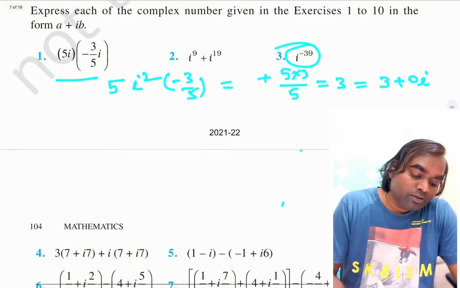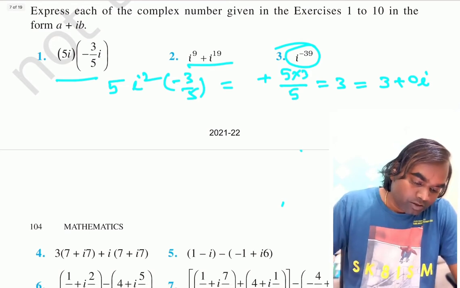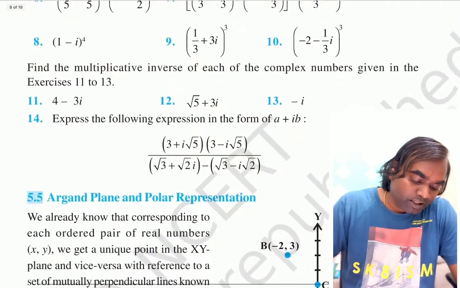This can we also solve. Very simple. So solve this. If you have any problem, let me know.